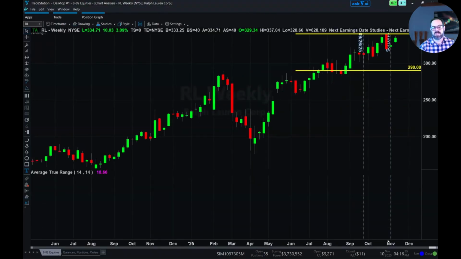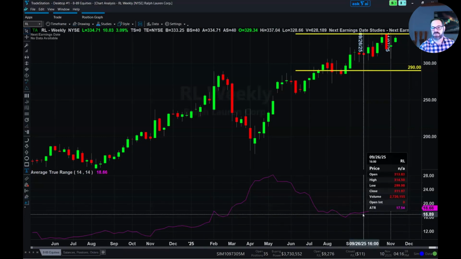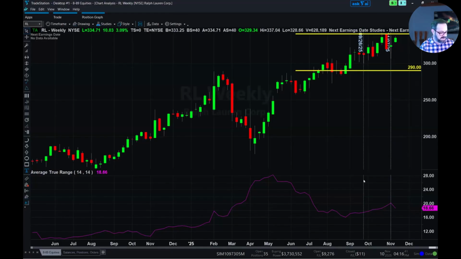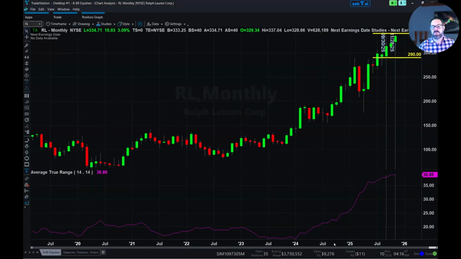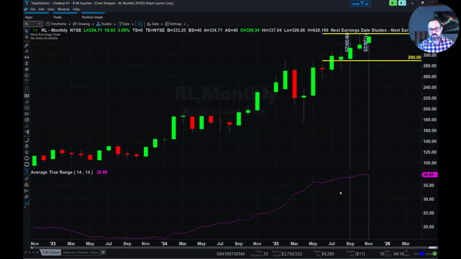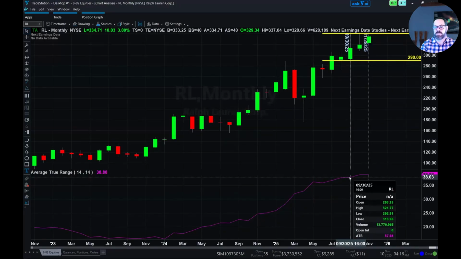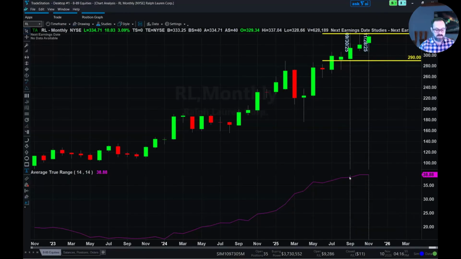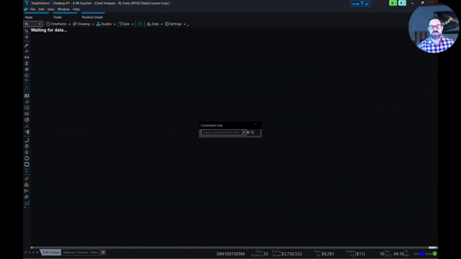And we can even look at the weekly average true range, which in that case has gone up, but at the time it was only about 17 and a half. And even the monthly. Now, when you're looking at this bigger time frame and this ATR, at the time I was looking to enter, we had an ATR of 37.94. We'll call it 38, round it to 38. So what does that mean?